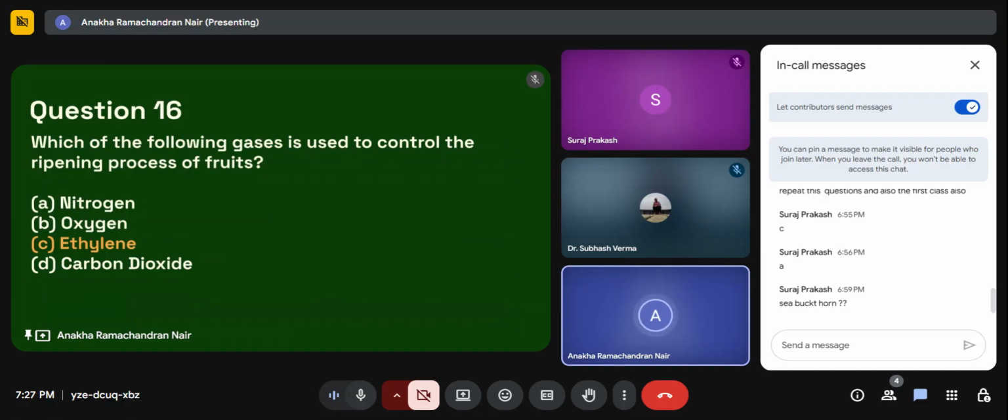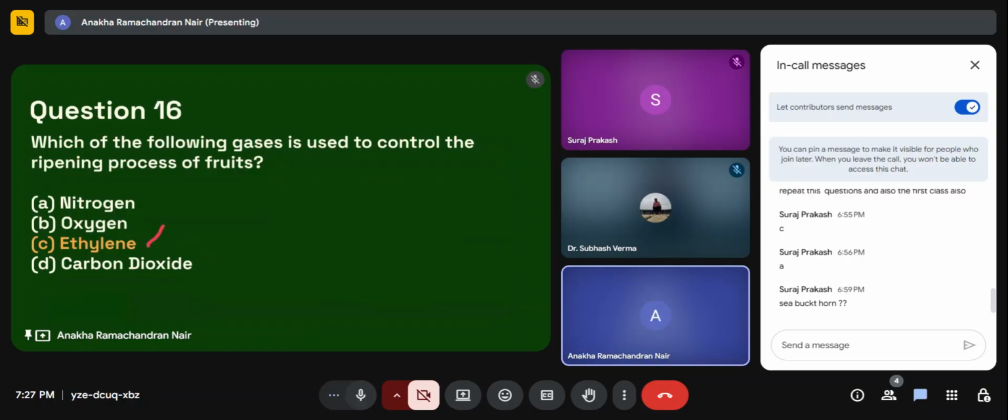So ethylene is a plant hormone that is produced by climacteric fruits, right? When in the process of ripening. So if you have a bunch of unripe bananas and a bunch of ripe bananas, and you keep them close together, the unripe bananas will ripen faster. It's because the ripe bananas are releasing ethylene, a plant hormone which will tell the unripe fruit to speed up the process of ripening. So the correct answer, the gas which is used to control the ripening process of fruits, is ethylene.